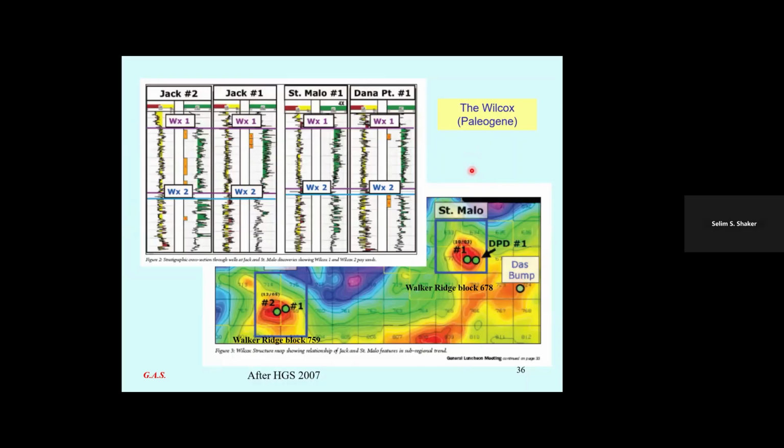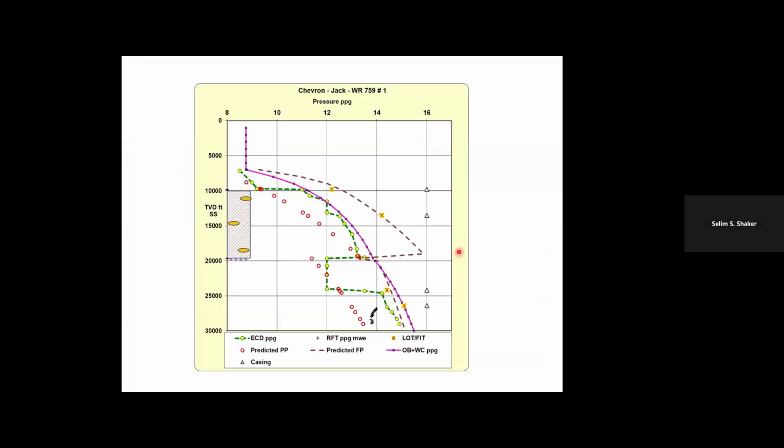There are two wells. I'm going to correlate them quickly. One of them they call Jack, and the other one is St. Malo. The distance between them is probably 20 miles, but however, this is Jack. Jack was a bad one, because when we drilled Jack, or they drilled Jack, they had a big problem here.